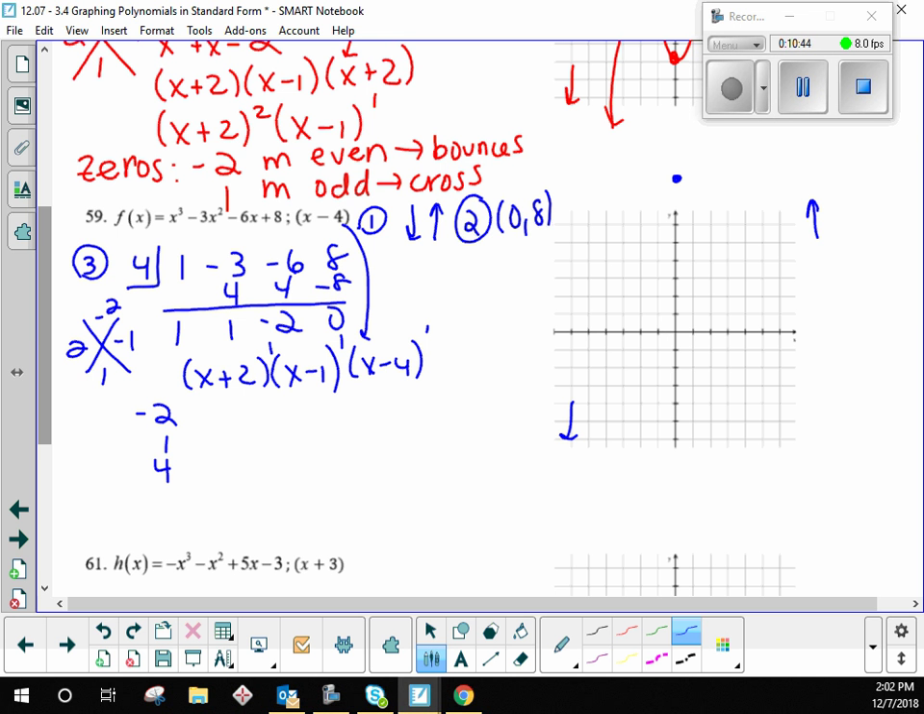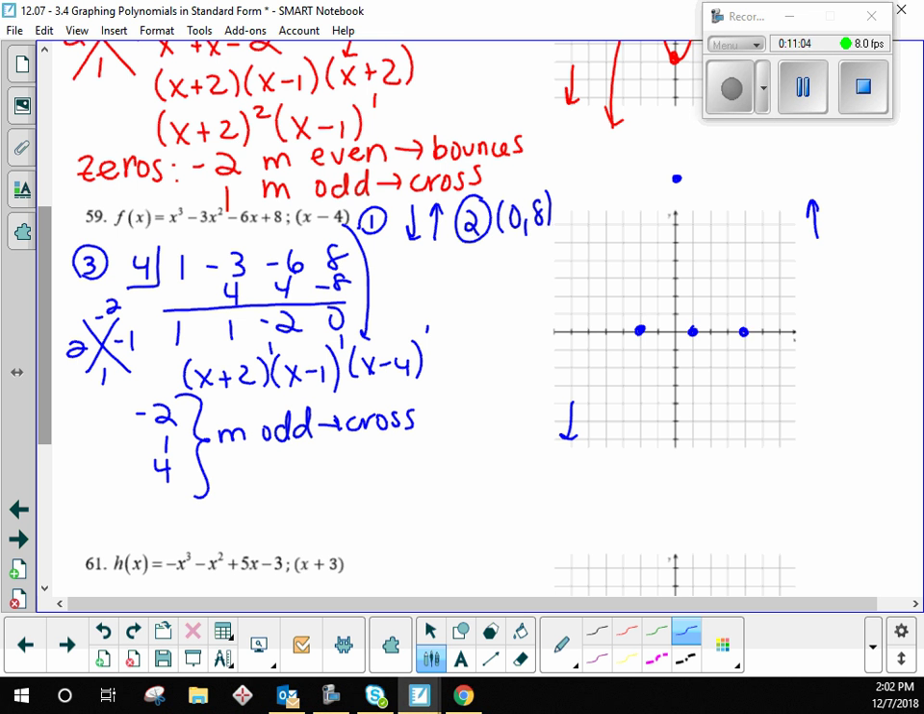Multiplicity meaning how many multiples of each one do I have? Just one. That means their multiplicity is odd, which means the graph will cross when it reaches all of those points. Okay, it's not going to bounce. So I've got -2, 1, and I have 4.